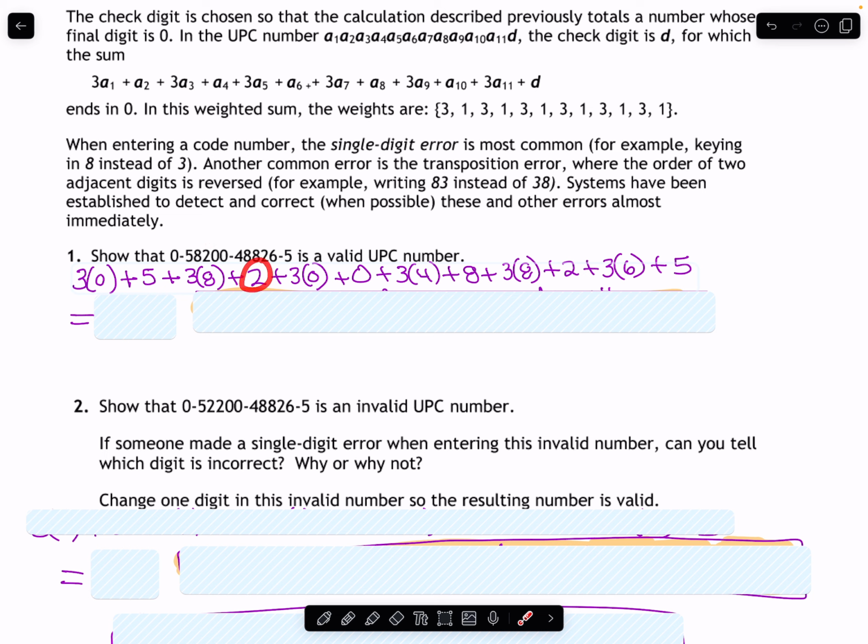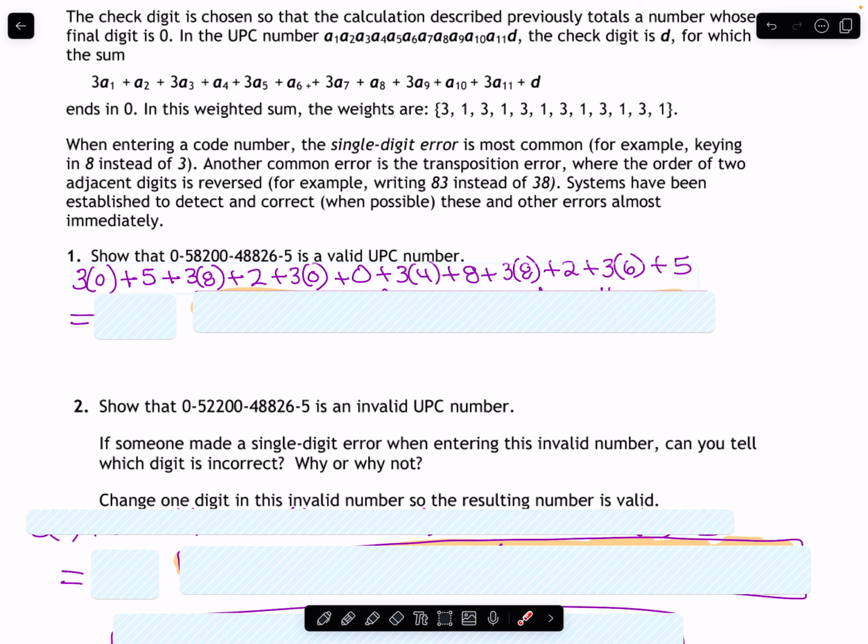What's the next digit? It's a 0. And that gets multiplied by 3 here. What's the next digit? There's another 0. And you add that as it is. The next digit is a 4. And that gets multiplied by 3. And so on. You just repeat the process until you get to the end.